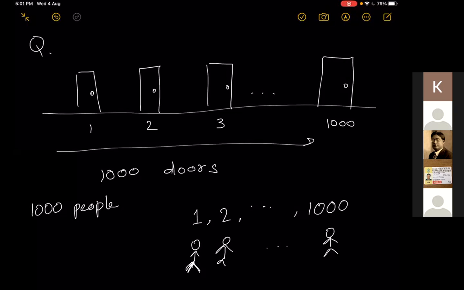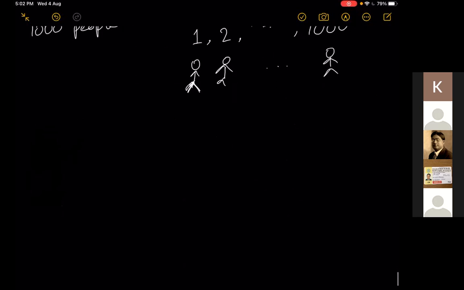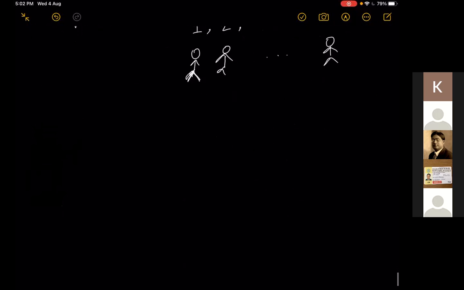Now, after 1,000 people have done this, how many doors are open and how many doors are closed? This is the question. It will be all the prime numbers are open. Sir, what we have to find, can you tell again? How many doors are open and how many doors are closed after 1,000 people have done this? Okay, sir.